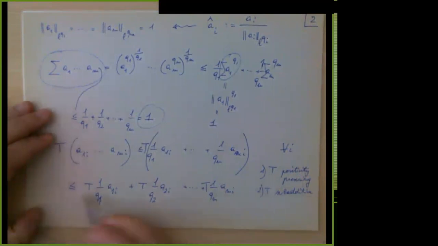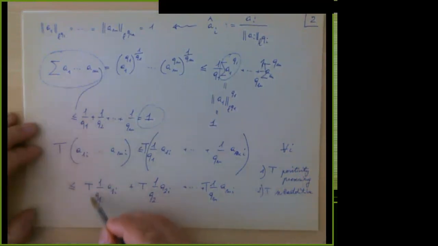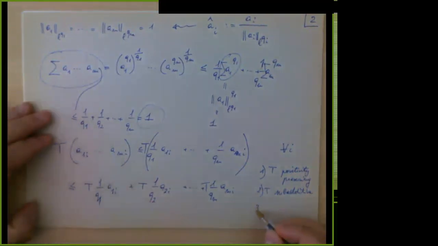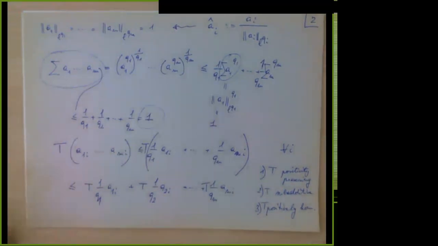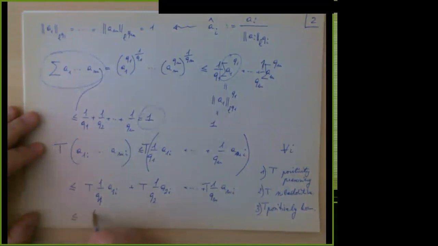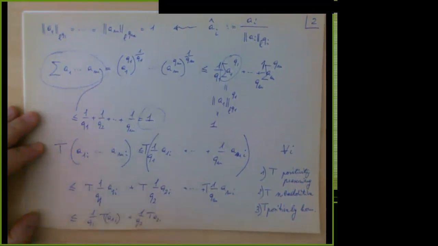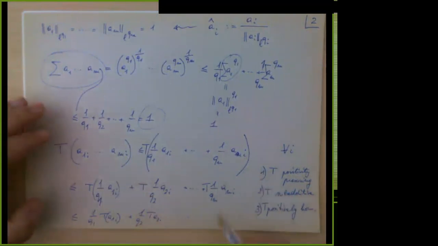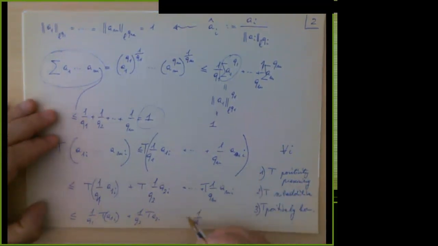And finally, we would like this to be able to take the 1 over q, to take it outside. Okay, and in order for this to be true, we need positive homogeneity. So T positively homogeneous. Okay, and in that case, we would have that this is 1/q1 T(a_1i) plus 1/q2 T(a_2i). Well, I should say applied to the whole sequence, right? So I should put parentheses here, but I just don't want the notation to become too heavy.